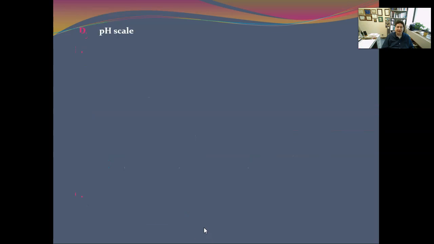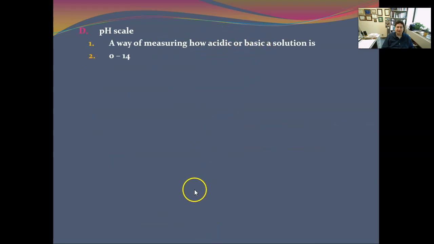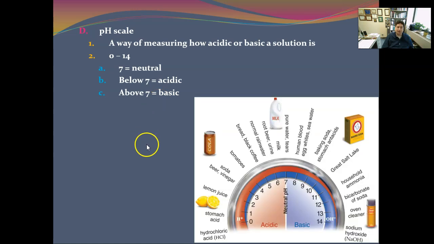The pH scale is a way of measuring how acidic or how basic a solution is. So the scale ranges from 0 to 14, with 7 right in the middle being a neutral solution. Below 7 is an acid, and the lower the number, the stronger the acid. And above 7 is a base. The higher the number, the stronger the base. So in this diagram here, you can see some common substances and what their pH might be.